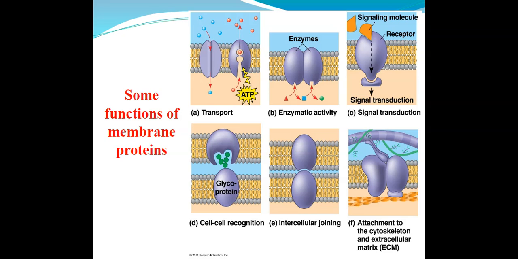Now, there are some functions of proteins listed right here, and we'll see a slew of different examples. We're not going to get into them just yet, but we can have different things like transportation, which we're going to focus on a lot, enzymatic activities, signal transduction, which is a whole process we'll get into, cell-to-cell recognition, so two cells communicating with one another, intercellular joining, as well as attachment to the cytoskeleton and extracellular matrices.